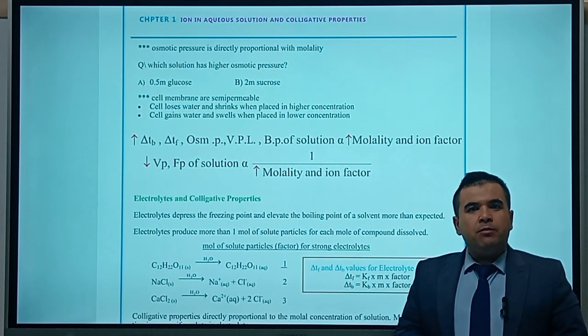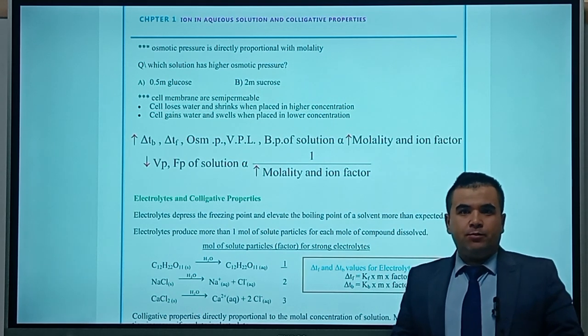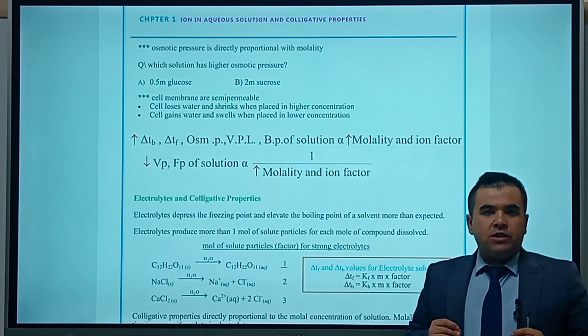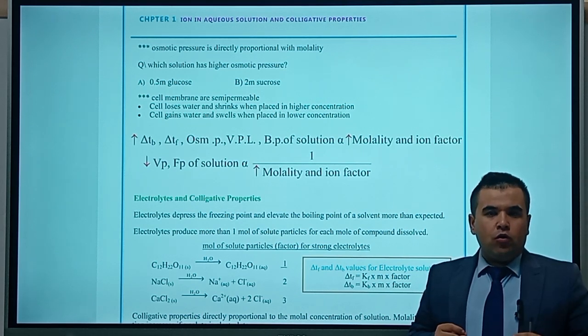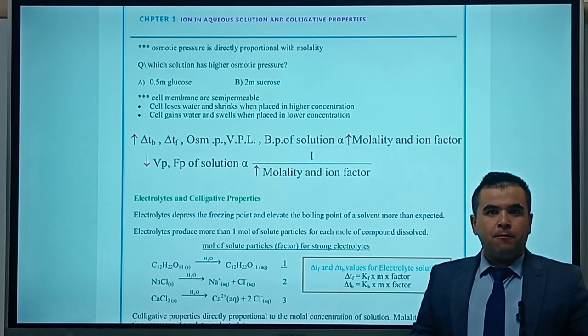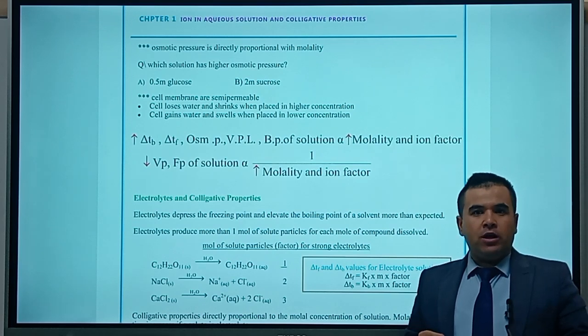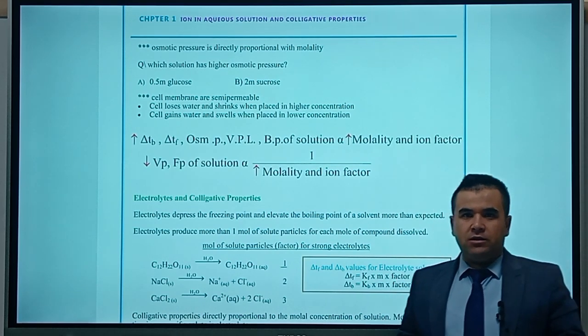This video is a complimentary video for chapter 1, section 2. In the first video, the first part of the section, we talked about the colligative properties and their relation with the molality, and we solved several questions on how we can calculate the boiling point and freezing point with the elevations and depression as well.